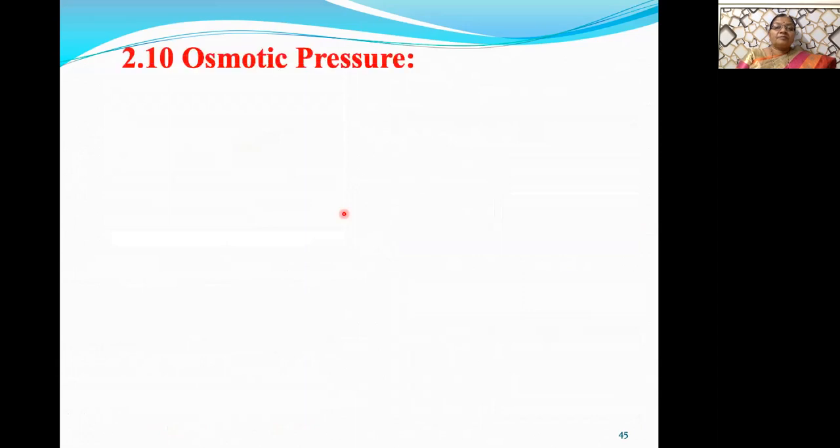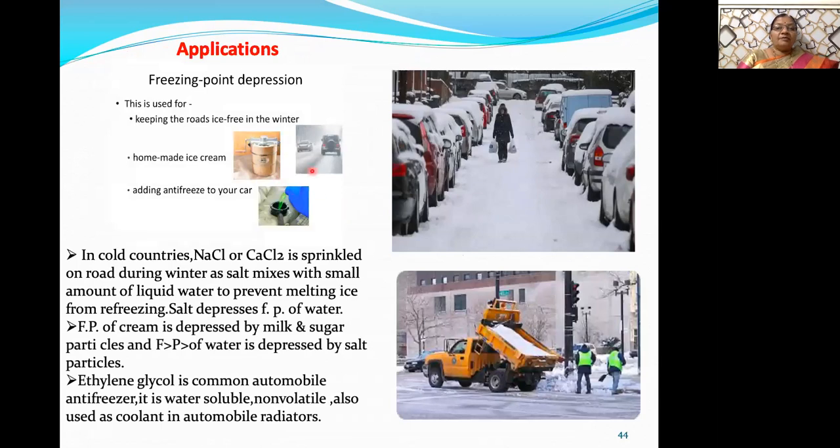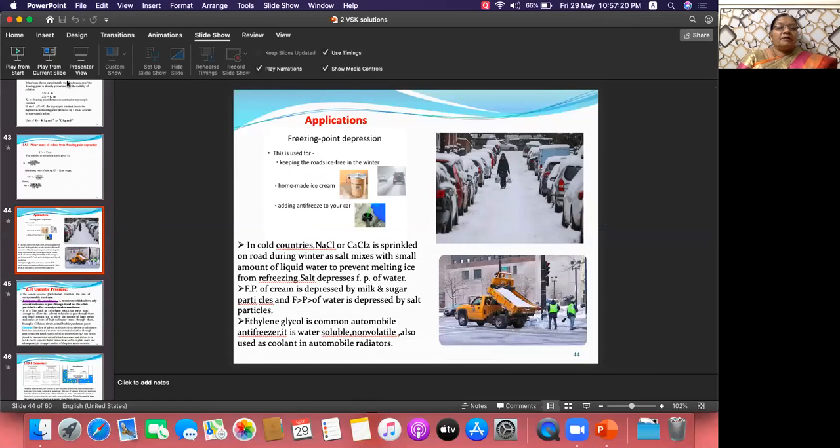Now the fourth colligative property, that is osmotic pressure. What is meant by osmotic pressure of a solution? Now, as it is a colligative property, it depends on the number of solute particles. I will discuss it in the next lecture. Before discussing this fourth colligative property, the first three colligative properties are the lowering of vapor pressure, the elevation in boiling point, then the depression in freezing point. So we have discussed all these three colligative properties.